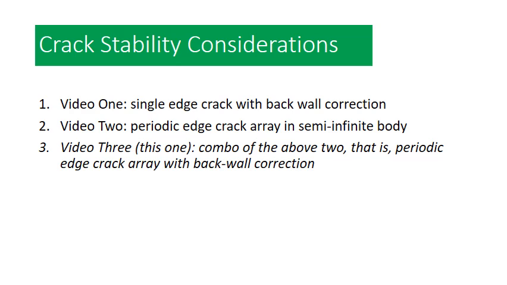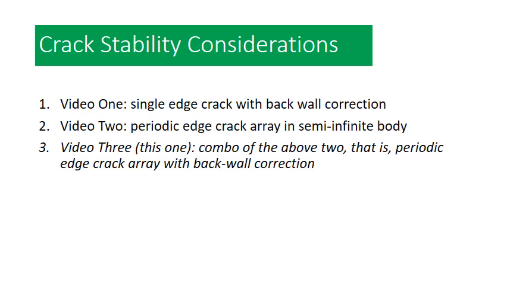In the second of the video series, I looked at a periodic edge crack array in a semi-infinite body. And then I demonstrated that as a crack grows, multiple periodic cracks next to one another in an array, as you would expect to see in a stress corrosion cracking colony, will actually influence each other and lead to a shielding effect, which can result in some crack dormancy and also a phenomenon called crack shedding. That's a little bit tricky to understand if you haven't seen it before. So if you haven't seen video 2, I encourage you to take a look at that at some point.